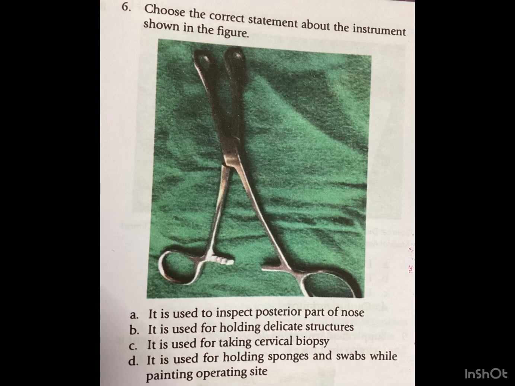Question number 6. Choose the correct statement about the instrument shown in the figure. Option A, it is used to inspect the posterior part of the nose. Option B, it is used for holding delicate structures. Option C, it is used for taking cervical biopsy. Option D, it is used for holding sponges and swabs while painting the operating site. Yes, the correct answer is option D. Now moving to the next question.